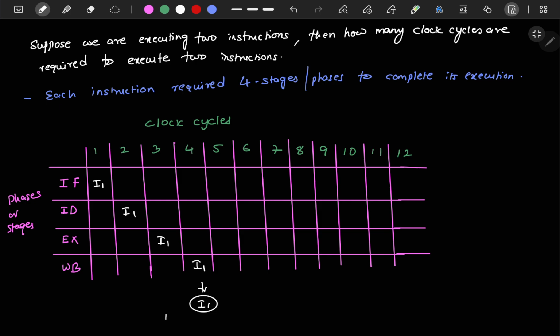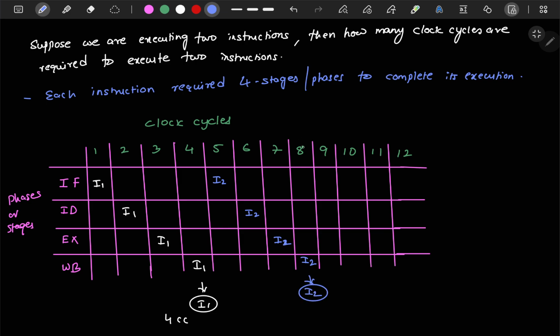So how many clock cycles had it taken? It had taken 4 clock cycles to complete its execution. Now after that, what will happen? I2 will start its execution. So at the fifth clock cycle I2 is at the fetch phase. Now at the sixth clock cycle I2 will move to the decode phase, and at the seventh clock cycle I2 will move to the execution phase, and at the eighth clock cycle I2 will move to the write back phase, and after that I2 will complete its execution.